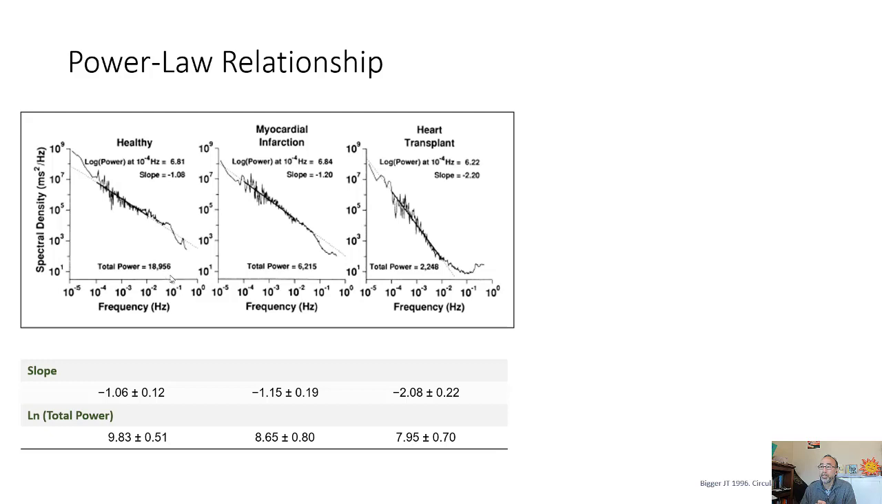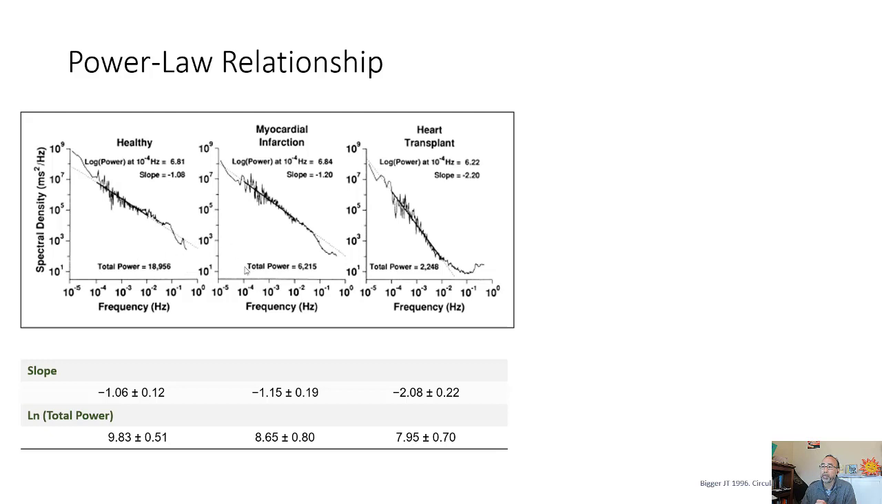Bigger et al. showed 3 examples from each group. This is a healthy individual. This is a myocardial infarction individual and a heart transplant person. And this person who is healthy had a slope that was close to -1, again following the 1/f pink noise characteristic. However, the myocardial infarction individual had a steeper slope at minus 1.2, and the heart transplant individual at minus 2.2.